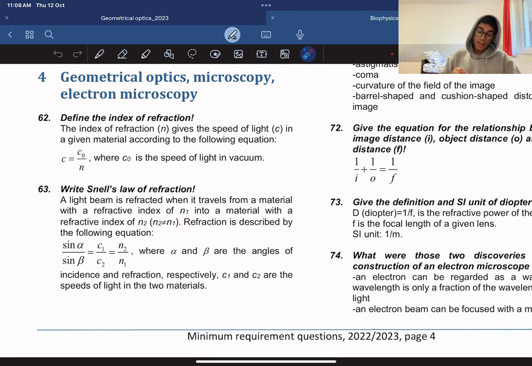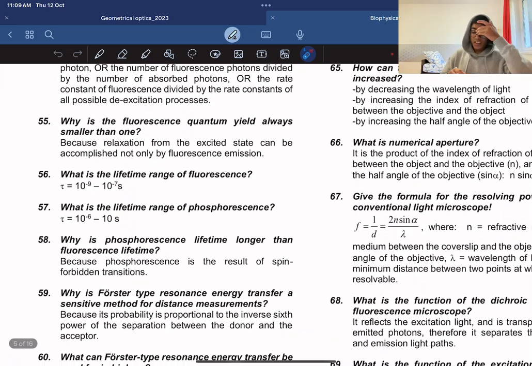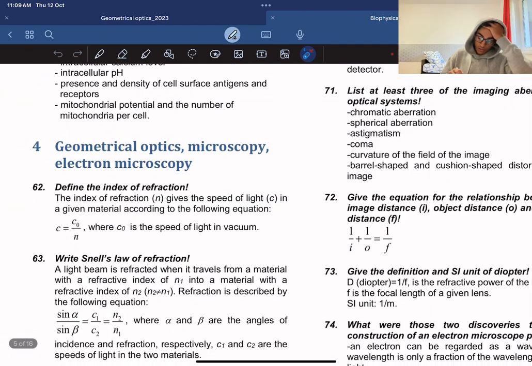So basically, the light beam is refracted when it travels from a material with a refractive index n1 into a material with a refractive index n2, where n2 is not equal to n1. Refraction is described by the following equation. This is the equation we just learned, guys. You can see over here, n2 by n1 is equal to c1 by c2. Okay. Now, this may confuse you guys, because we know this and we know this. Alpha over here refers to I, and beta over here refers to R. Now, this n2 by n1 may confuse you, okay?